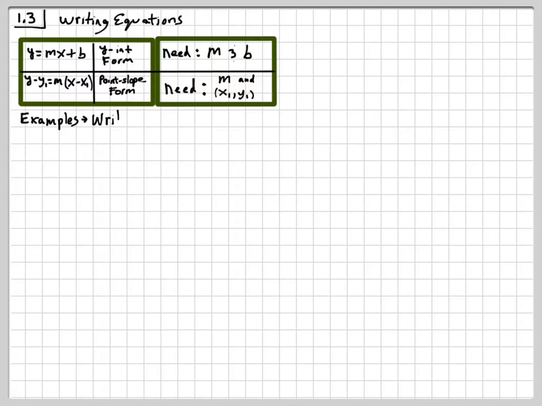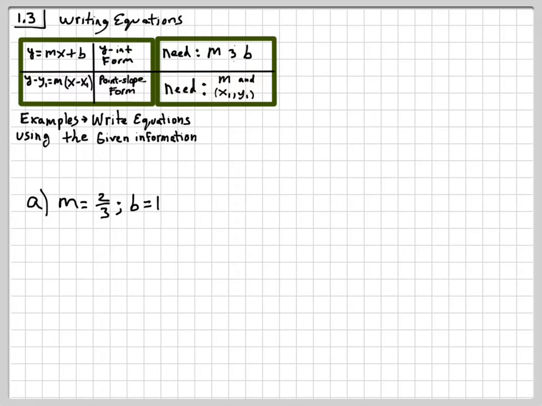Okay, so what follows are just various examples of writing equations using given information. In part A, the first example that I'm going to do, we are given a slope and a y-intercept. And because we have a slope and y-intercept, I'm going to use the y-intercept form of an equation of a straight line.